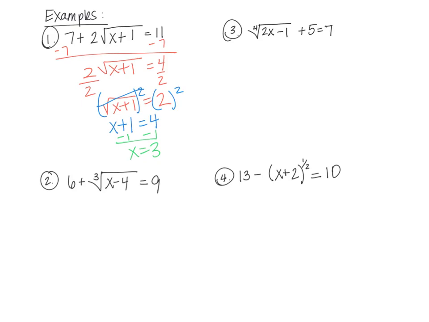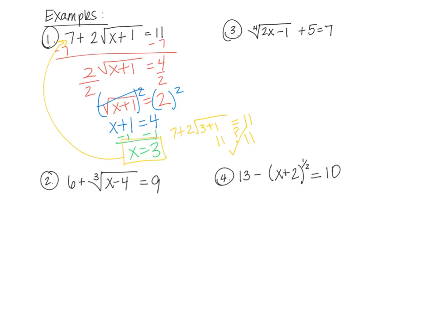But remember, we said that I always want to check my solution. So I'm going to take x equaling 3 back to my original equation. So 7 plus 2 times the square root of 3 plus 1 is supposed to equal 11. So that's the real question. Do I equal 11 or not? Okay, so let's plug it in. 3 plus 1 is 4. The square root of 4 is 2. 2 times 2 is 4. 4 plus 7 is 11. I do indeed check out. So 3 is a solution.